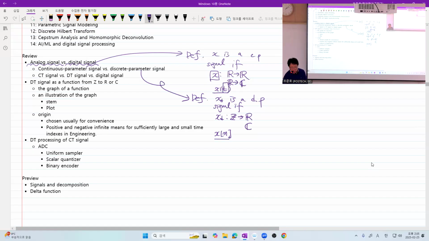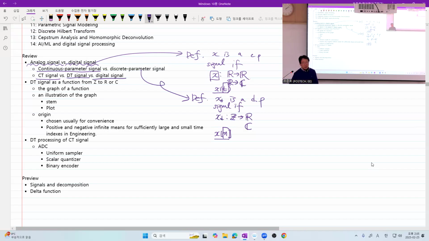When these parameters mean time indices, then we prefer to call the signals continuous time signal and discrete time signal. Again, I leave the definition of digital signal away from this course because there is no consensus.